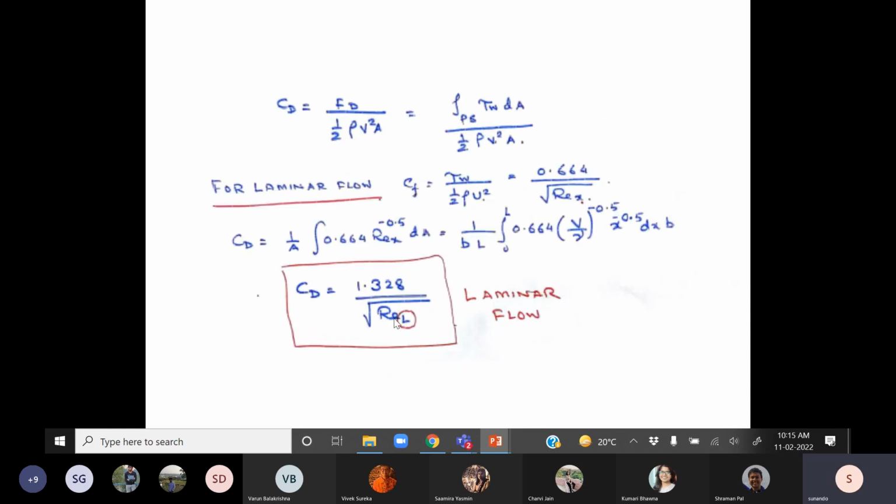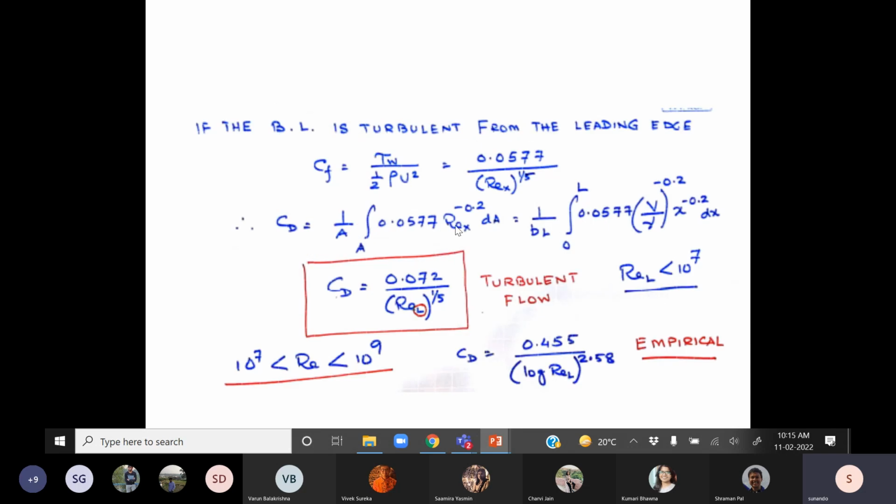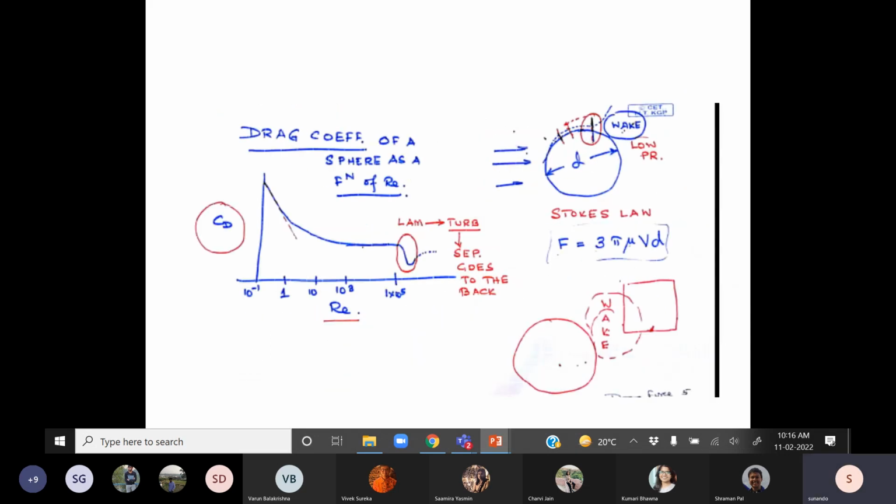But once again, I note that this CD is not a function of x. The expression for CF that you have, you look that this is a function of Re_x. You look at CD, this is Re_L. So that's one of the major differences between CD and CF. And this figure you have seen before, somewhere in your physics book maybe. It's a figure of the drag coefficient as a function of Reynolds number.